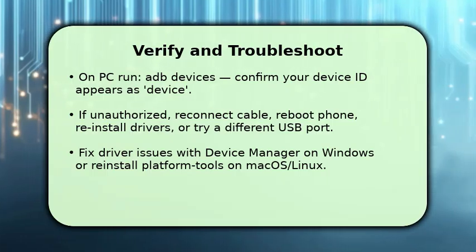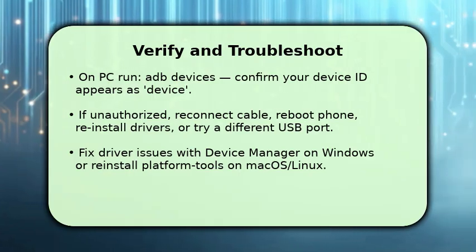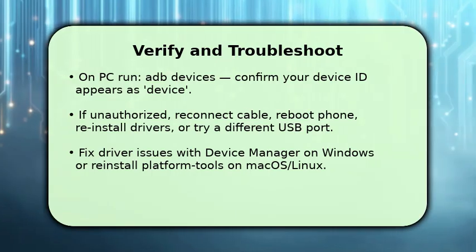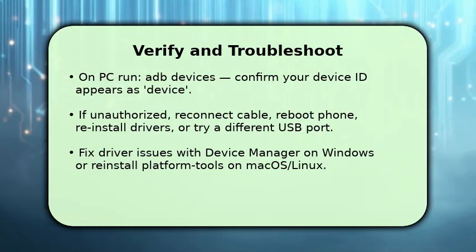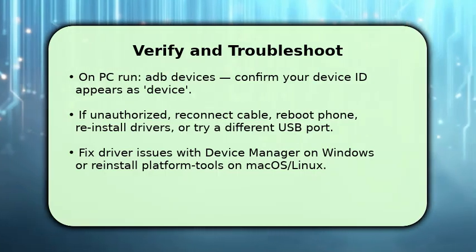Open a command prompt or terminal and run adb devices. You should see your device listed as device. If it shows unauthorized or nothing, make sure USB debugging was accepted on the phone, try a different cable or port, reboot both devices, and reinstall drivers if needed.